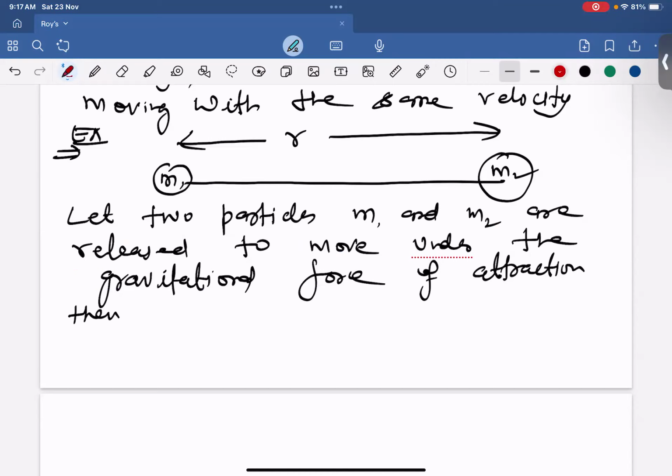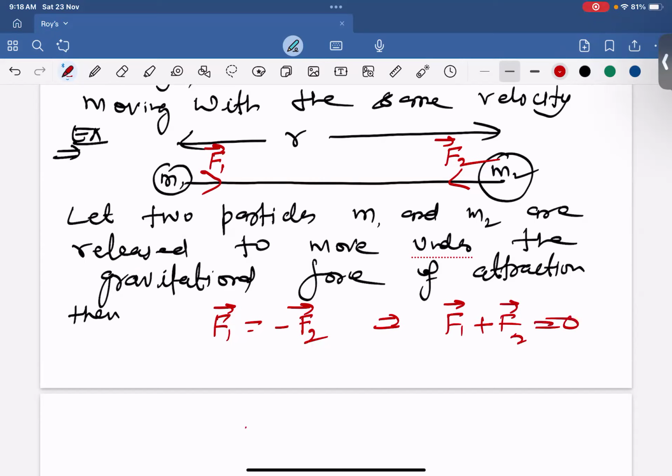Then what will happen? Now, as I know, the gravitational force M2 will apply some force on M1, that I can write as force F1. M1 will also attract M2 with the force F2. And Newton says that both forces are equal and opposite. That means F1 is towards right, F2 is towards left. F1 is equal to negative of F2. So F1 plus F2 is zero. Zero means the net force on the system is zero.